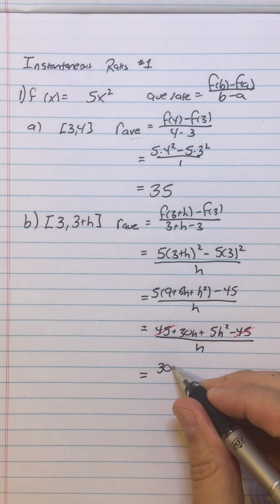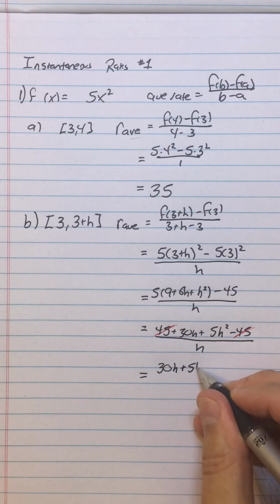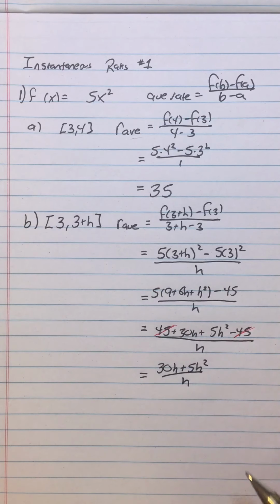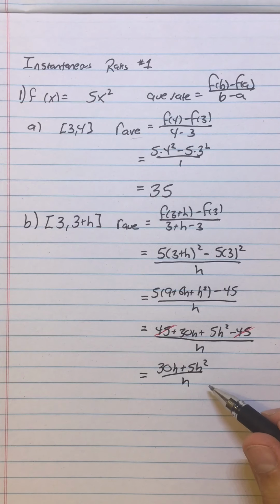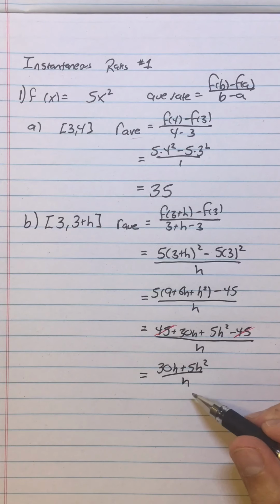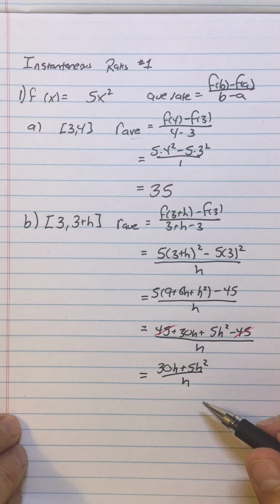But we have to know where everything comes from, so we're going to write it like this. And then because we are going to be ultimately interested in where h is 0, we're not going to reduce the h's yet. We're going to save that for part C when we do the limit. All right, so part C, where we do the limit.